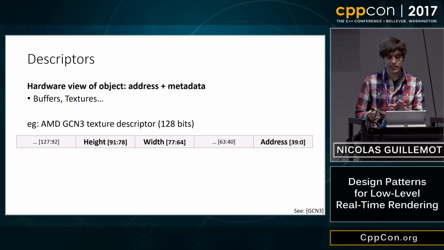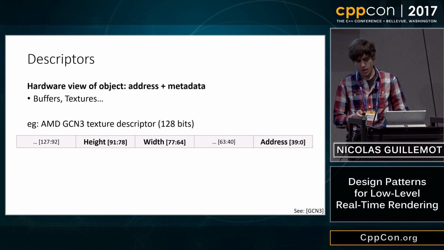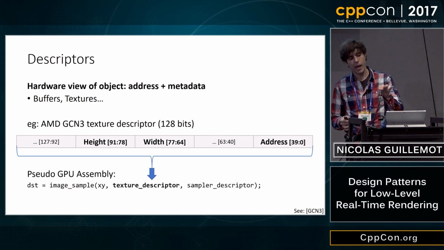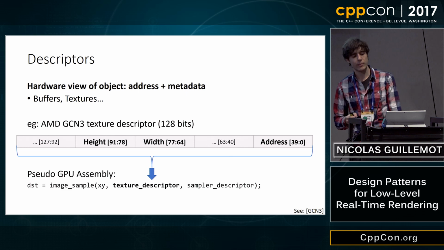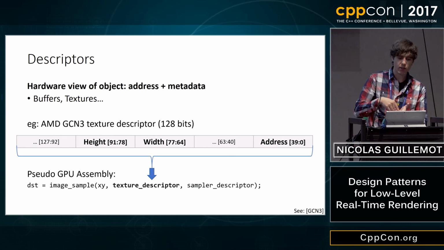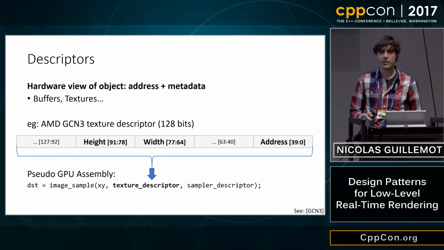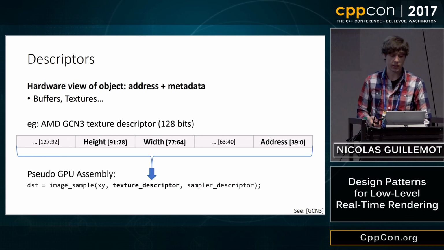So just to give you an idea, this is roughly what I expect to see when I think about a descriptor. And these map relatively closely to the assembly code, in the sense that if you look at the assembly code, you'll see that it takes the descriptor and passes it in as an argument to an instruction that may sample from a texture, for example. So this is a concept that is very closely tied to the architecture, I would say.